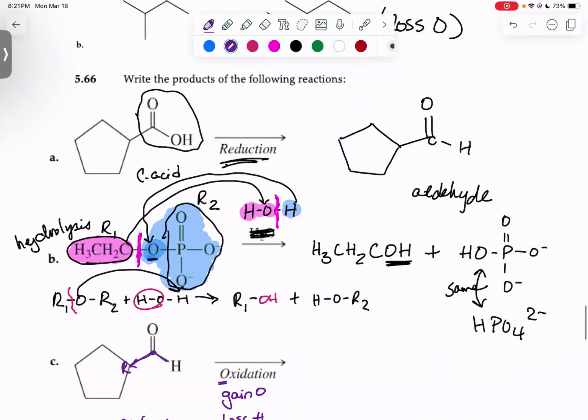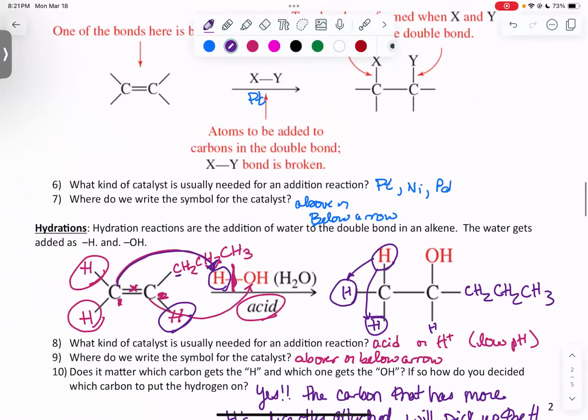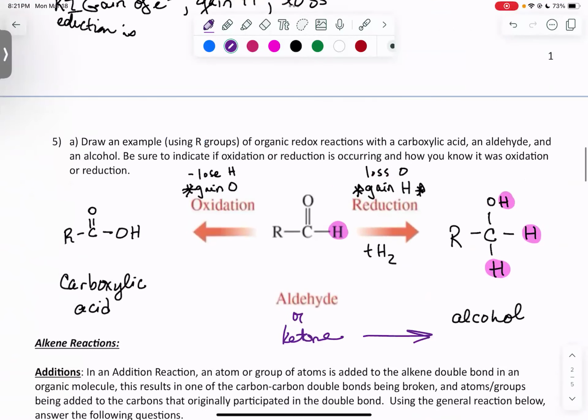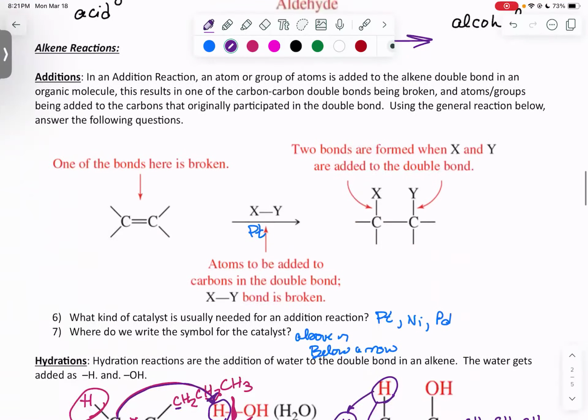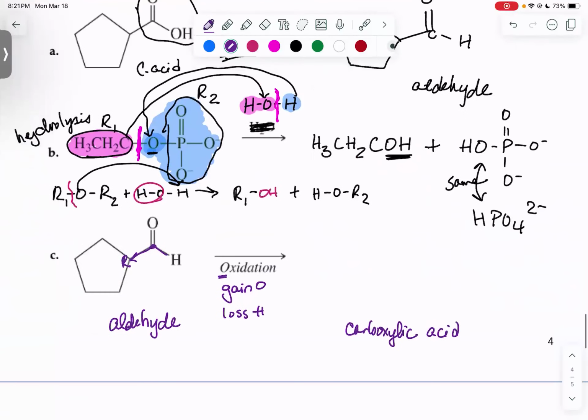And how did I know that? We covered that right here. We said an aldehyde can undergo oxidation and turn into a carboxylic acid. Okay, so we have our aldehyde that goes through oxidation, turns into a carboxylic acid.